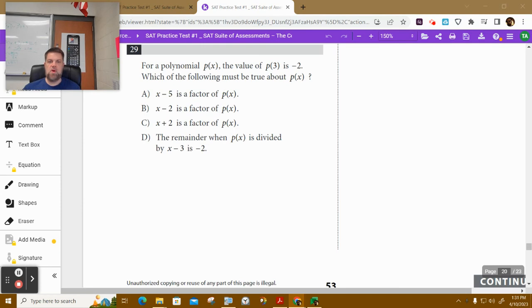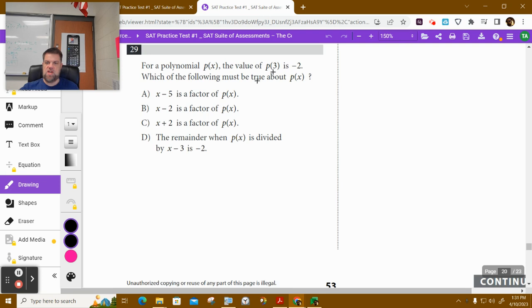All right, so for problem number 29, it says for the polynomial p of x, the value p of 3 is equal to negative 2. Okay, so let's jot that down. What that means is that somewhere on the graph of this polynomial, I don't know what the function is, but somewhere on that graph, the point 3 comma negative 2 exists. In other words, when x equals 3, y equals negative 2. That's what it's saying. It says, what must be true about p of x?